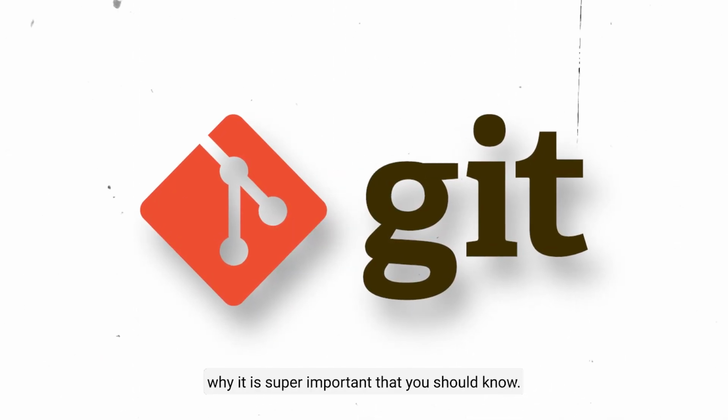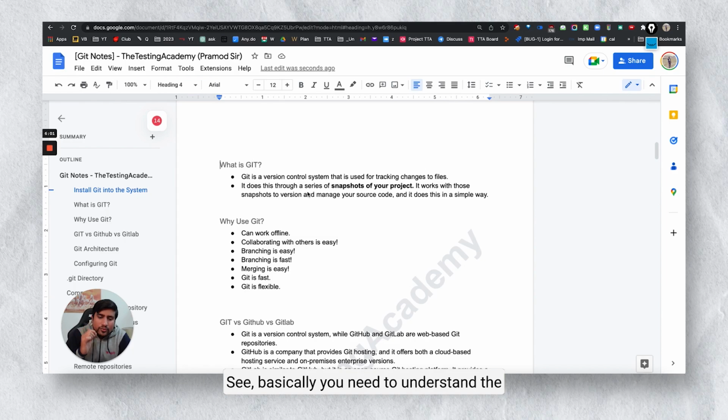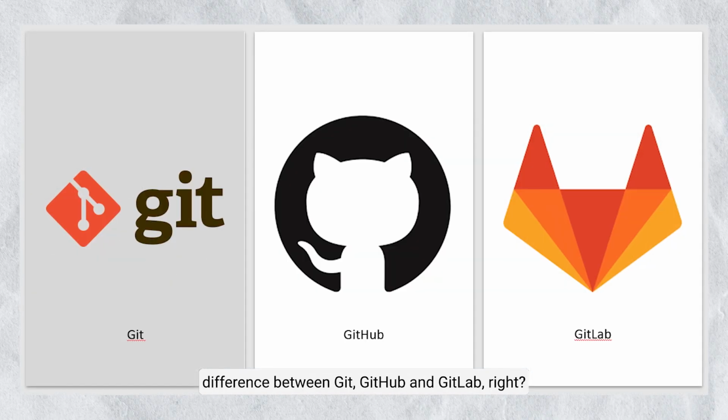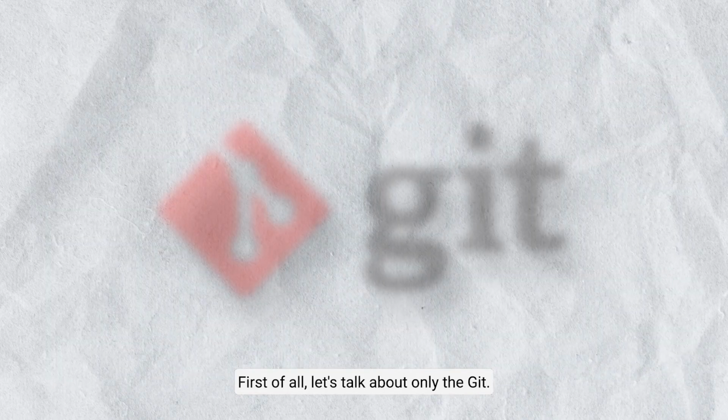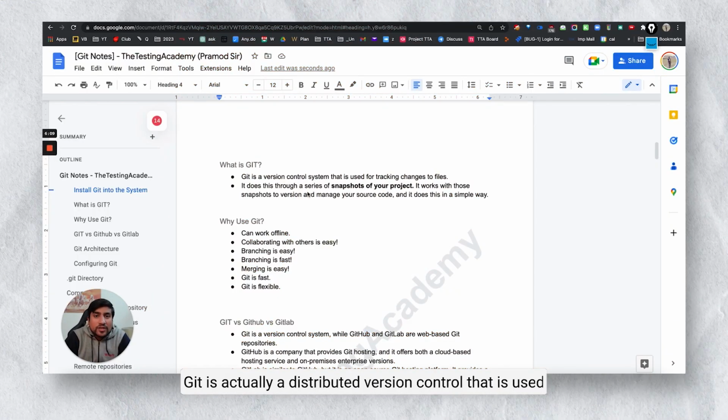Now let's understand what exactly Git is and why it is super important that you should know. You need to understand the difference between Git, GitHub, and GitLab. These are three different things. First of all, let's talk about only Git. Git is a distributed version control system that is used to track your changes in your files. What exactly does it mean, Pramod? Please explain with a proper example.